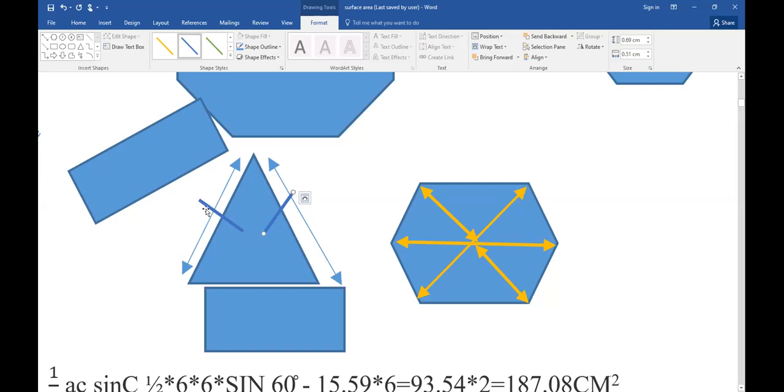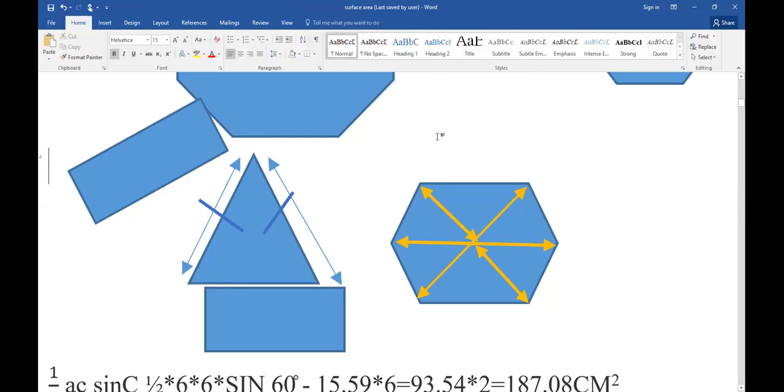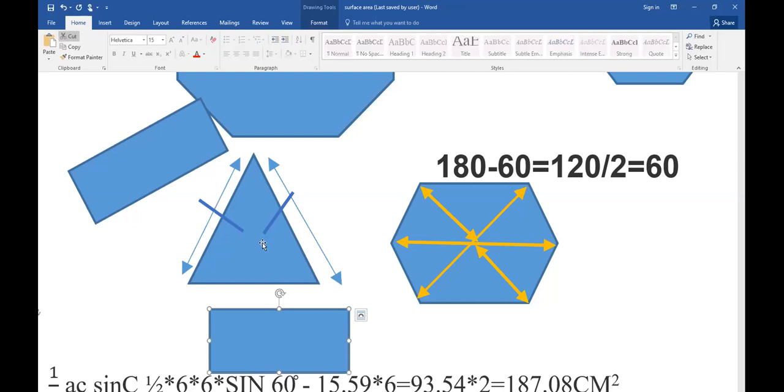So that means this one now becomes an isosceles triangle. If this angle here is 60, and the angles in a triangle add up to 180, you're going to say 180 minus 60. I get the answer 120. And then because there are two, I divide by 2, and I get that these angles are also 60 degrees. So it is not even just an isosceles triangle. It becomes an equilateral triangle.